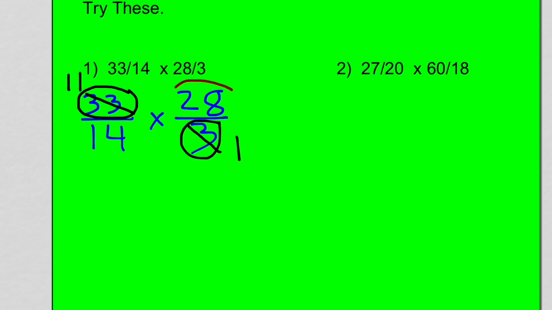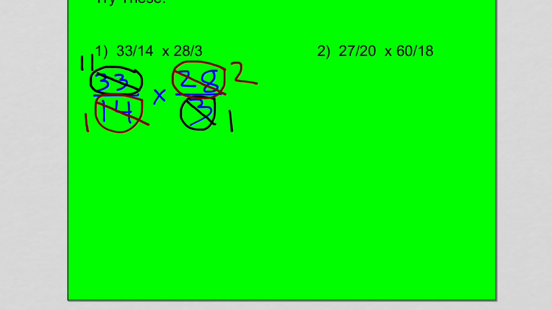Now we're going to look at the other pair of diagonal numbers here and here. And we're going to figure out the greatest common factor of 14 and 28. Well, the greatest common factor of 14 and 28 is 14. So I'm going to use a little mental division now. 14 divided by 14 equals 1. So I'm going to cross out the 14 and put a 1. And 28 divided by 14 is 2. So I'm going to cross out the 28 and put a 2.